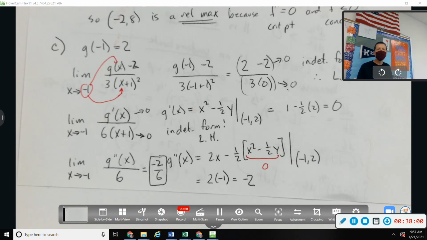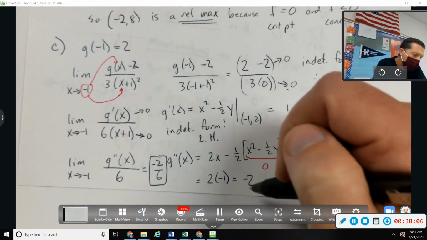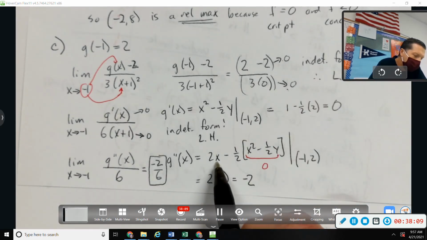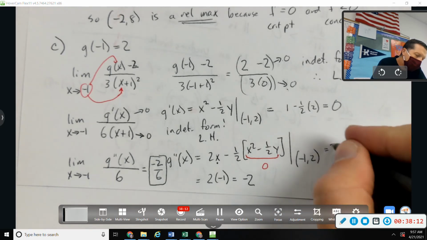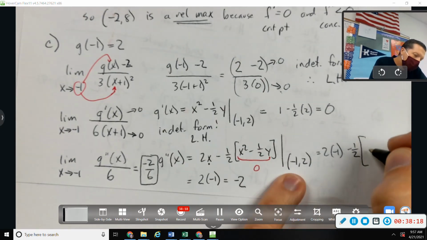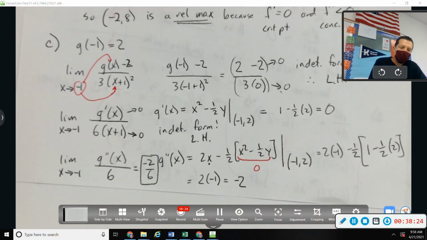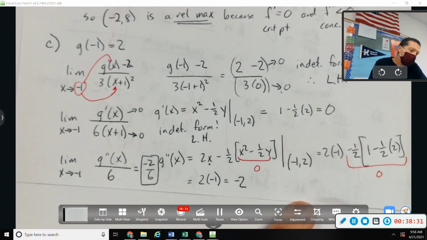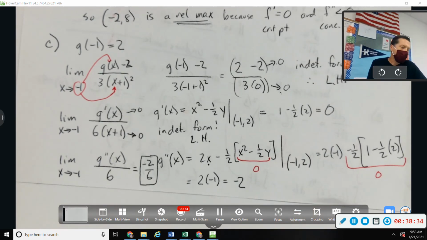How would you get -2 by plugging in? So I plugged in -1 there. 2 times -1 minus 1/2 x squared would be 1 minus half of 2. It gets rid of the negative when you square it. So all the second part becomes 0. So man, what a lovely little problem that was to try to muscle through. And then there was a part D, but that was for our BC friends, not for us.